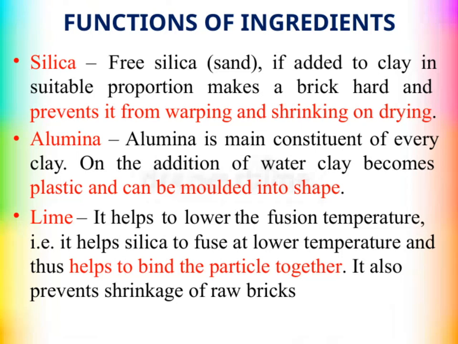Now, let's talk about some of the key ingredients used in brick making and their functions. First, silica or free silica, which is basically sand, plays a crucial role. When added to clay in the right proportion, it helps make the brick hard and durable. It also prevents the brick from warping or shrinking as it dries, which is essential for maintaining shape and strength.